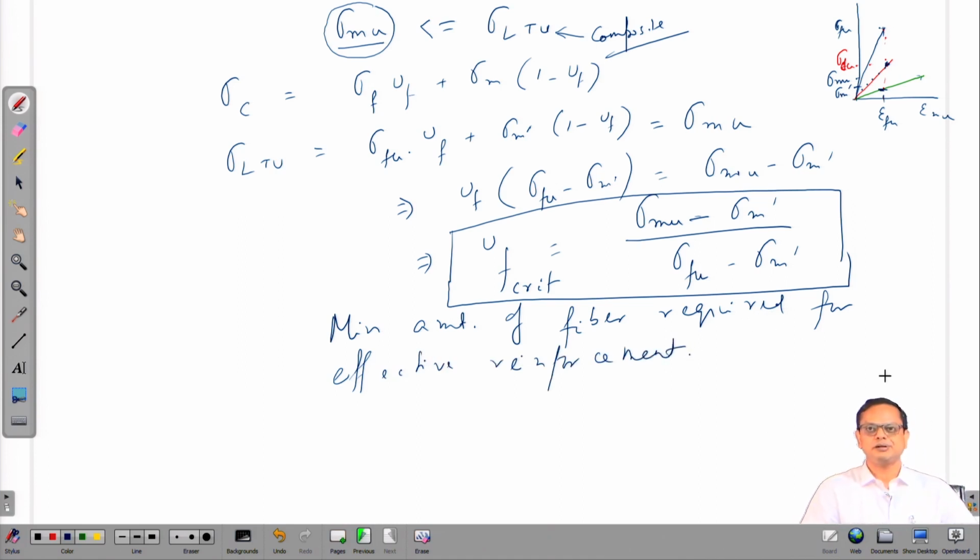Right. That means the composite material should be reinforced with at least this volume fraction of fiber or reinforcement to have higher tensile strength or higher UTS than the matrix, because that is the aim: to increase the UTS of the matrix beyond its own UTS. Okay. And this is the minimum volume fraction of fiber which is required for effective reinforcement, as I was discussing earlier.